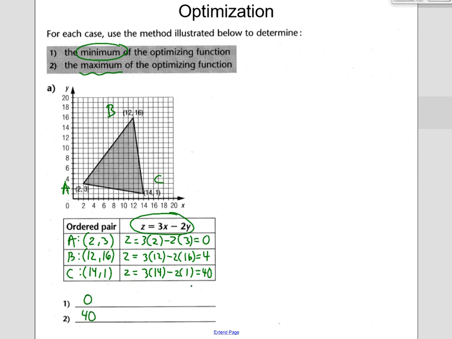Be careful, sometimes they're going to ask you which point gives you the minimum. So then you would have to answer the point 2, 3. And which point gives you the maximum? Then you have to give the points 14, 1. So be careful, read the question carefully.